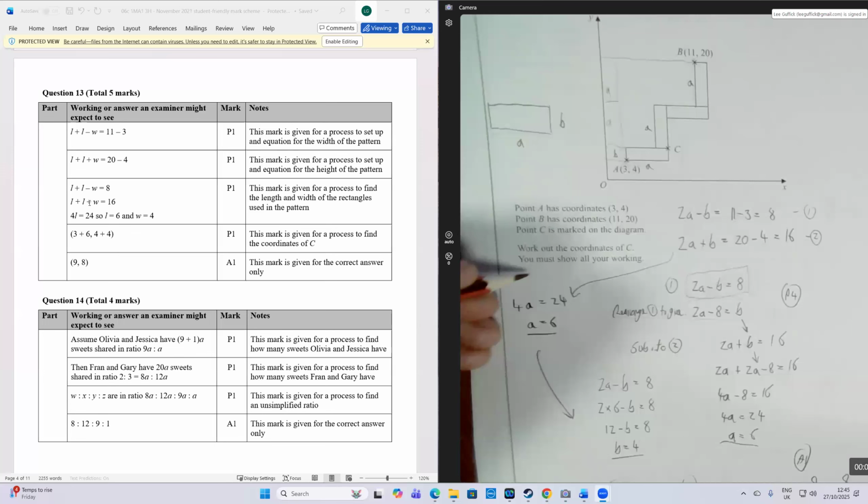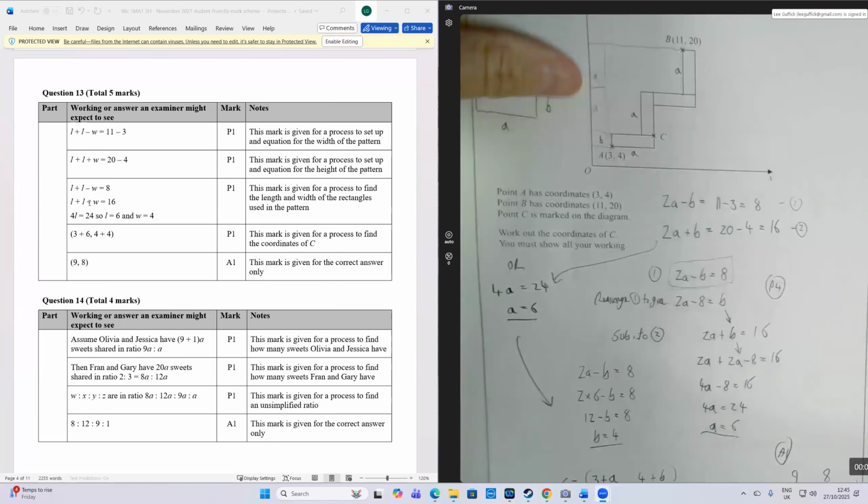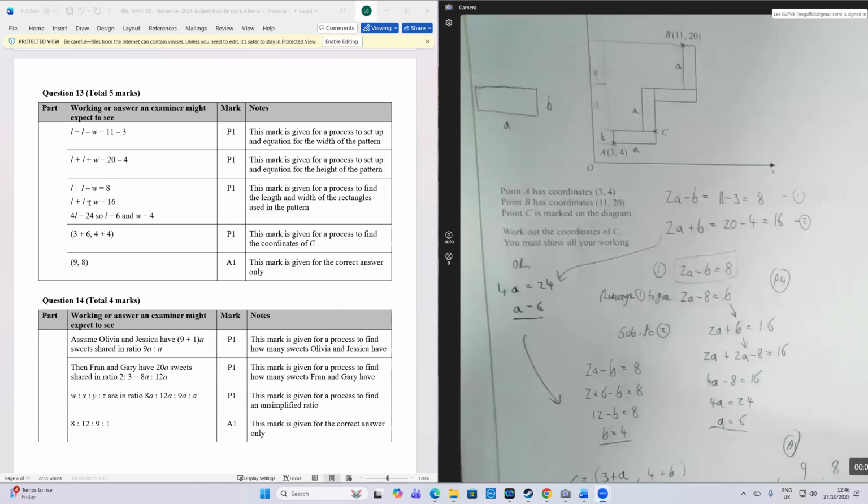So that's an alternative approach. You could just add the equations together. Now, once you know what the value of A and B is, we've not quite finished yet. We've got to work out what C is, okay? So how are we going to get across to C?